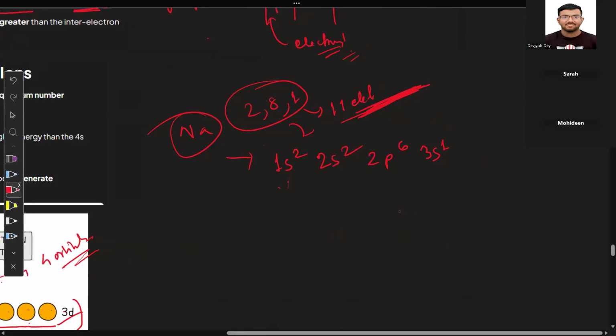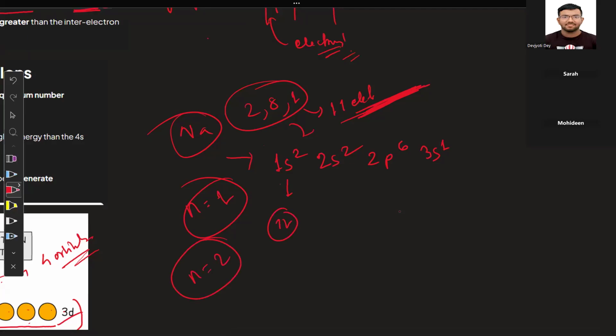So we know s orbital in n is equal to 1. In n is equal to 1, there is only one orbital, isn't it? So obviously 2 electrons are gone there. Then we move on to n is equal to 2, because n is equal to 1 cannot have any more orbitals. So we go to the second quantum shell where we have 2s and 2p.